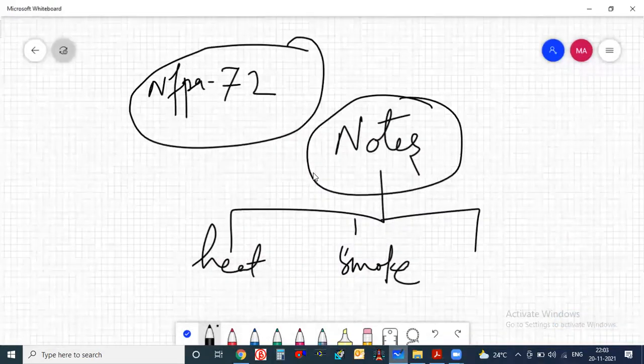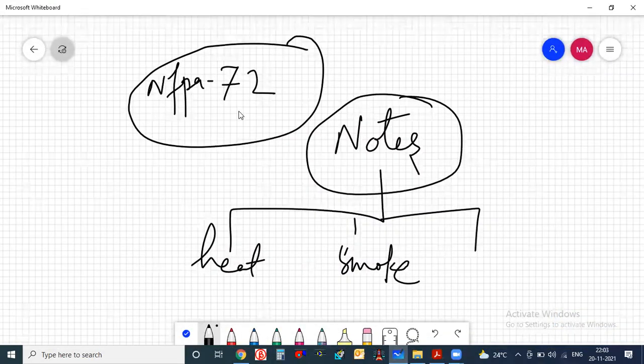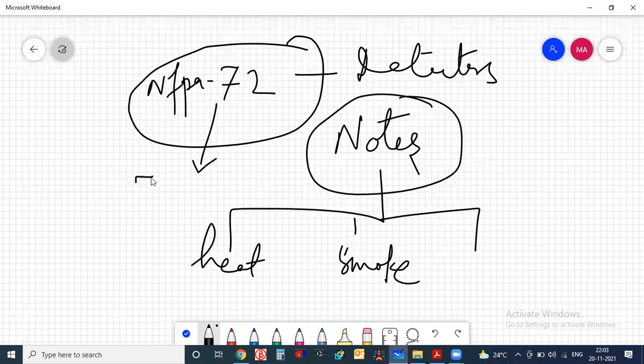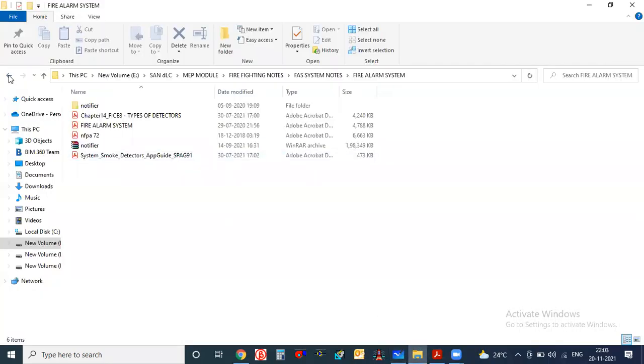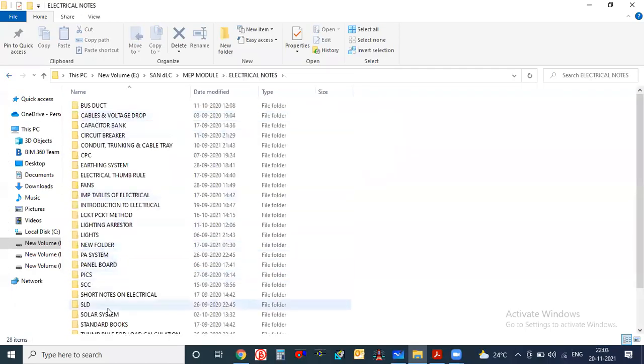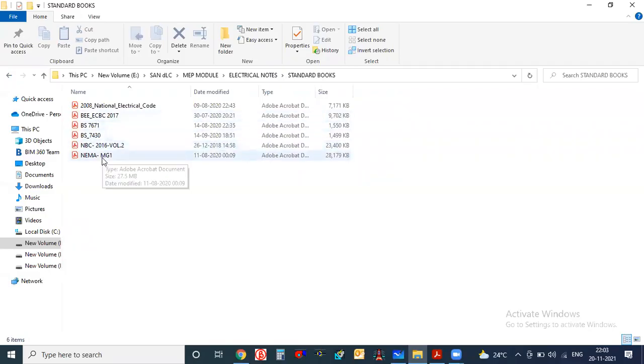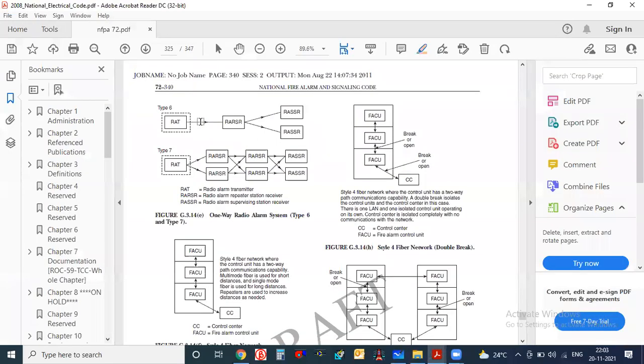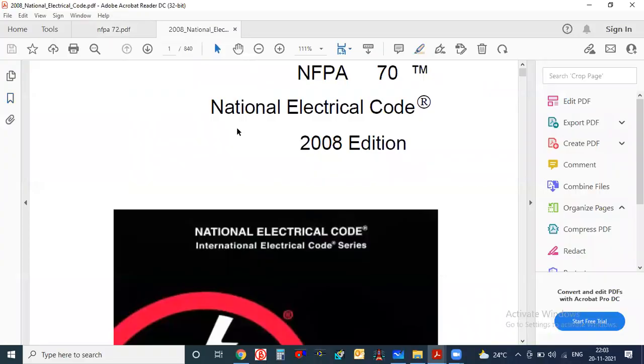So majorly this NFPA 72 is only dealing with the electrical and electronic signals, and apart from that, some information is given about the detectors. Whenever you are talking about NFPA 72, you also have to talk about NFPA 70. I will share NFPA 70 with you. In electrical, we have NFPA 70, or NEC, National Electric Code.